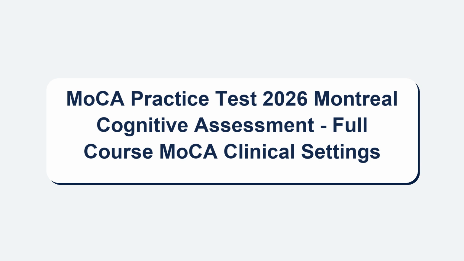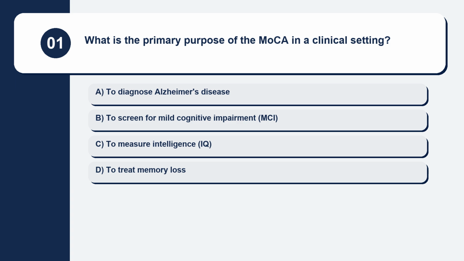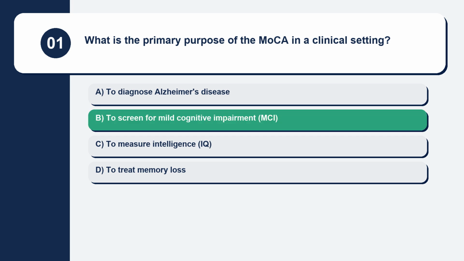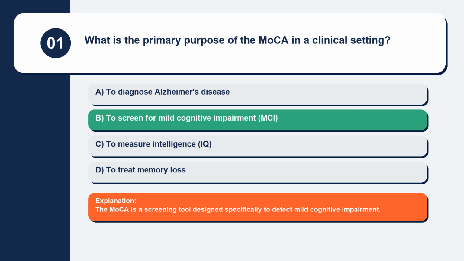MoCA Practice Test 2026, Montreal Cognitive Assessment, Full Course. MoCA Clinical Settings. Question 1. What is the primary purpose of the MoCA in a clinical setting? To diagnose Alzheimer's disease. To screen for mild cognitive impairment, MCI. To measure intelligence, IQ. To treat memory loss. The MoCA is a screening tool designed specifically to detect mild cognitive impairment.